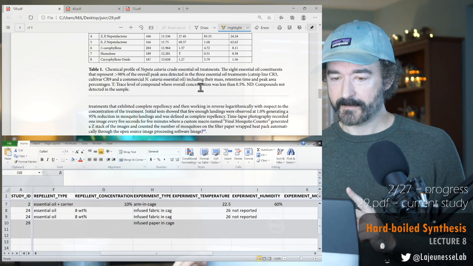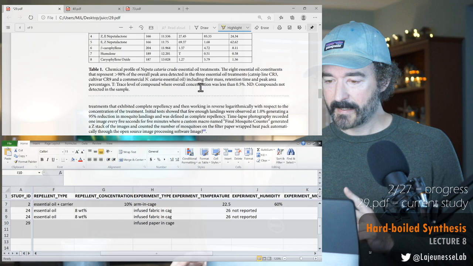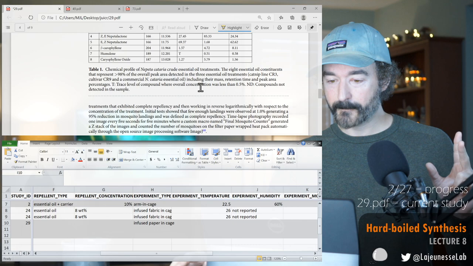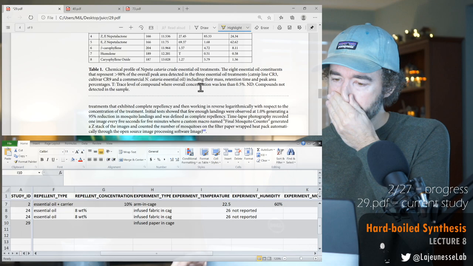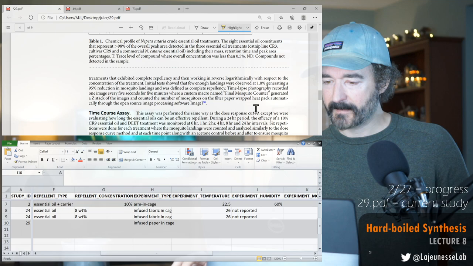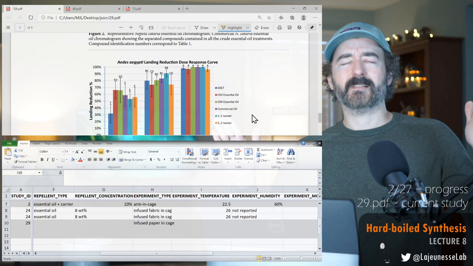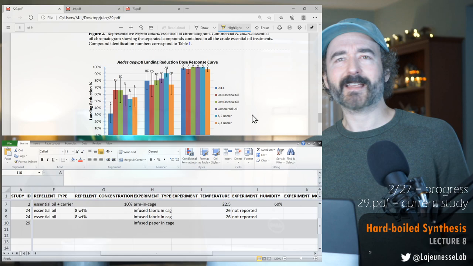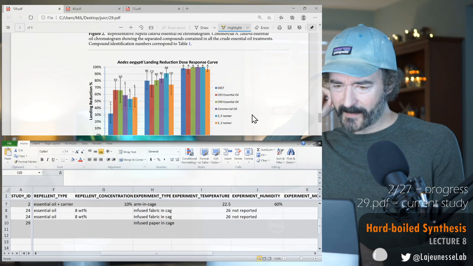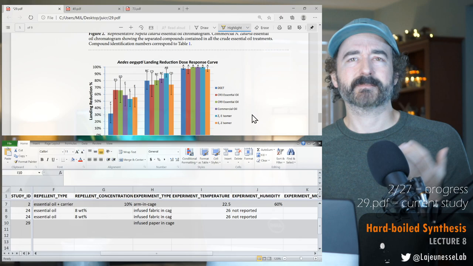Complete initial tests showed few were observed generating mosquitoes. Time-lapse photography recorded one image every 5 seconds for 5 minutes. Okay, so the results presented in that figure are results based on repellency effects in 5 minutes. I don't know if that's useful for what. That seems way too short. Let me keep going, see if there's more data.